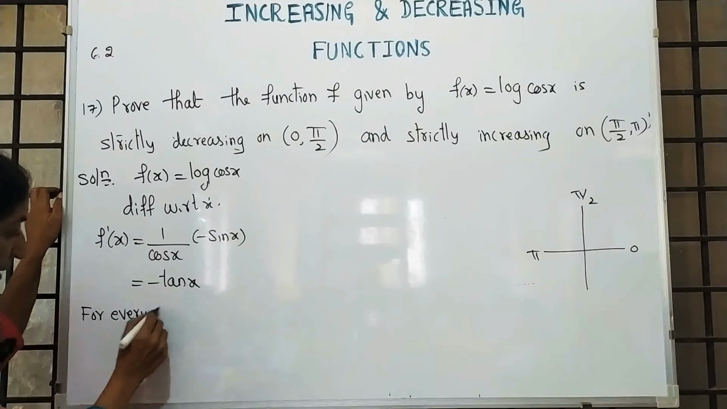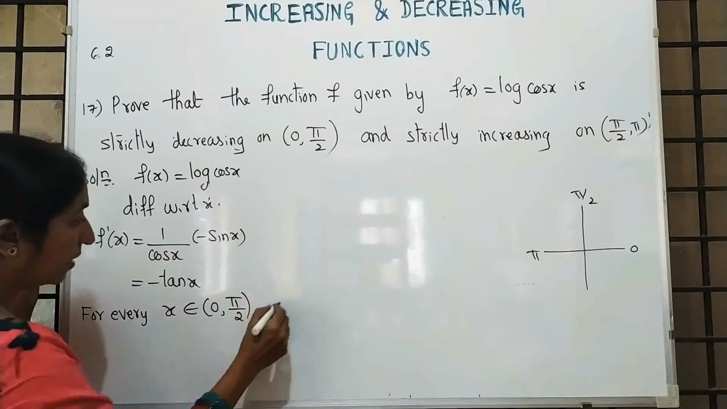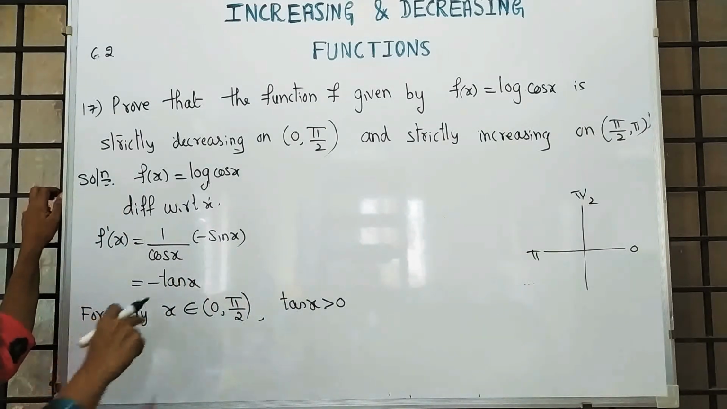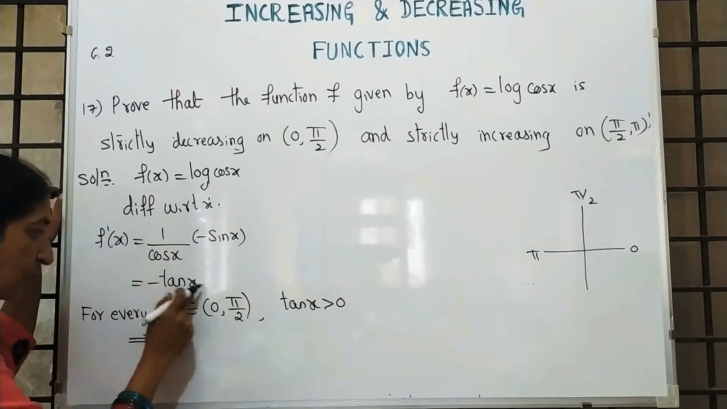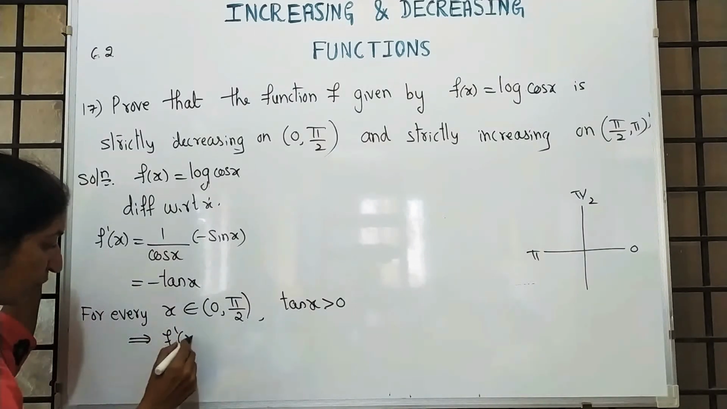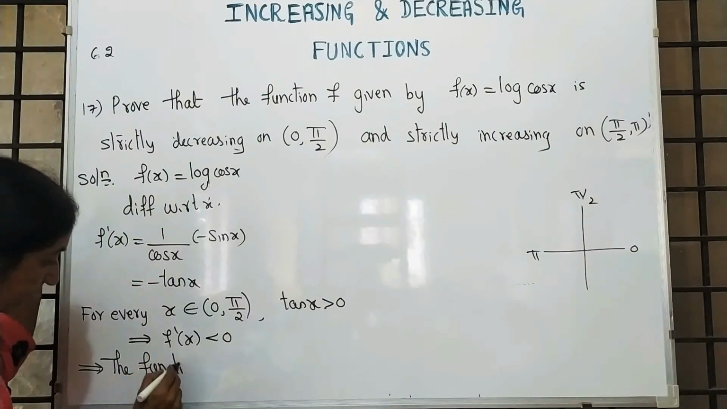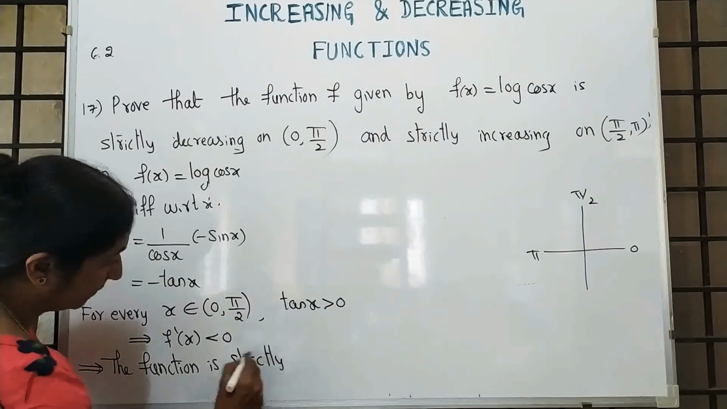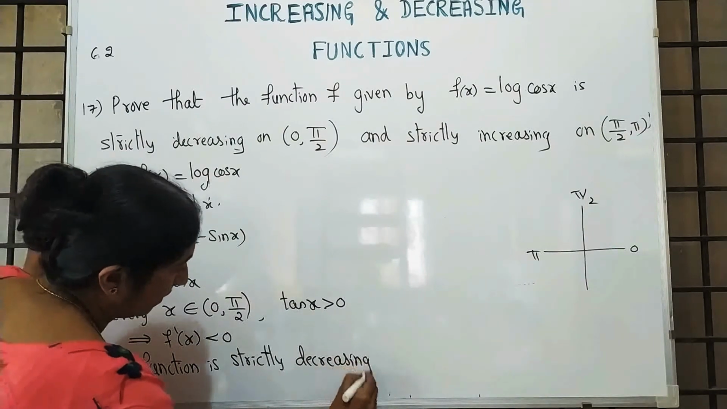For every x belongs to 0 comma pi by 2, first quadrant, tan is positive because all the 6 trigonometric terms are positive, but it is minus into plus. This implies minus into plus is minus. The first derivative is less than 0. This implies the function is strictly decreasing in 0 comma pi by 2.